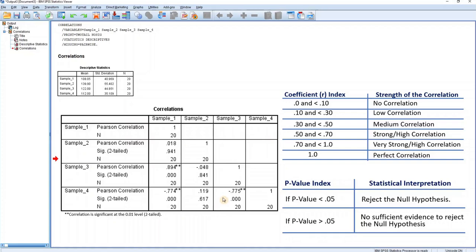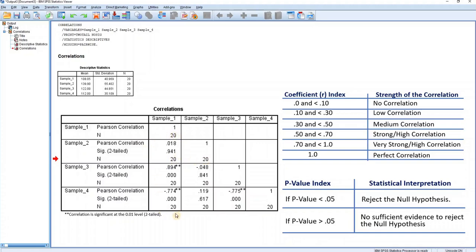Please note that the 20 you see in this table that are assigned to n are the sample sizes or the number of cases used for the Pearson's correlation. Once again, as you can see, the numbers of cases are equal for each pair of correlation, and this indicates that there were no missing data or missing values in the data set.